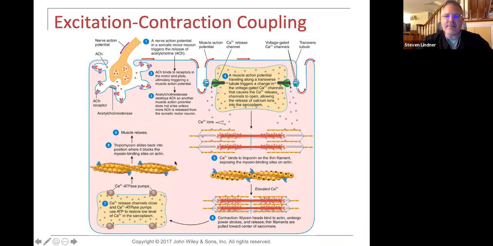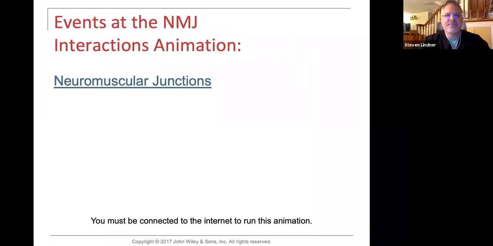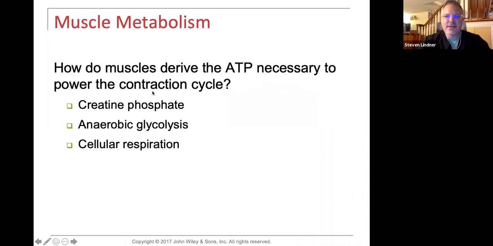Again, the same steps. I just tried to find several images that are a little bit different, but yet contain the exact same steps over and over so that you can self-test yourself on this concept. Make sure you watch the neuromuscular junction link.